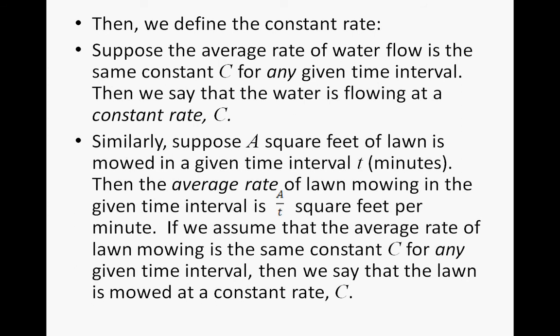Similarly, suppose A square feet of lawn is mowed in a given time interval t, which we'll call minutes. Then the average rate of lawn mowing in the given time interval is A over t square feet per minute. If we assume that the average rate of lawn mowing is the same constant C for any given time interval, then we say that the lawn is mowed at a constant rate of C.